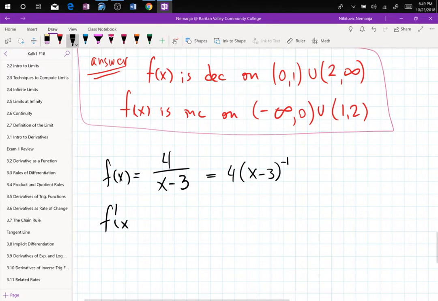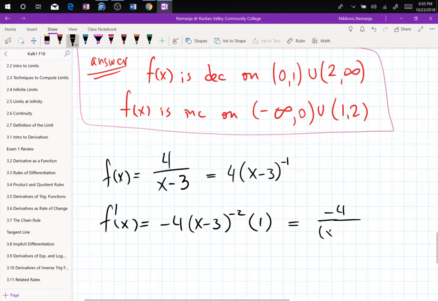So f prime of x is negative 4 (x minus 3) to the negative 2 times the derivative of the inside using the chain rule, which is 1. So the whole thing is negative 4 over (x minus 3) squared. Do you get the same thing if you do a quotient? Yes, you do. It's just much faster this way.